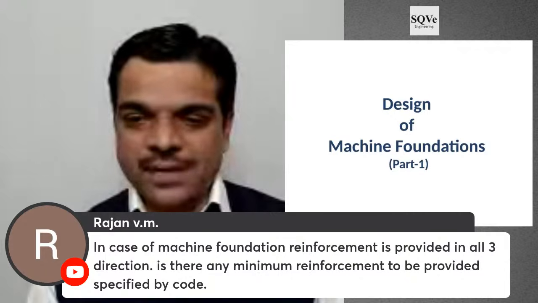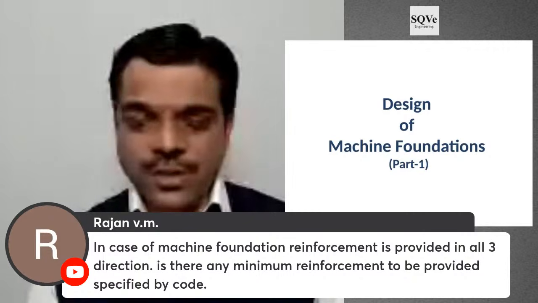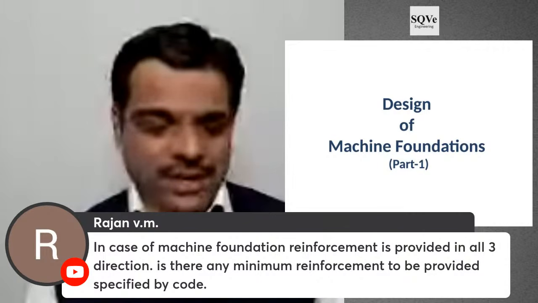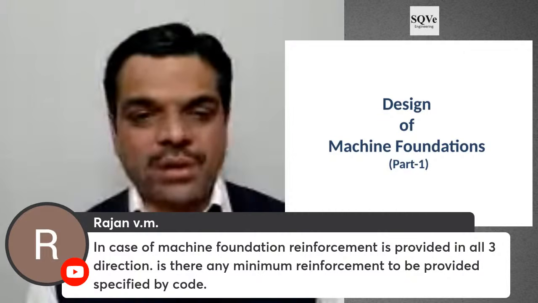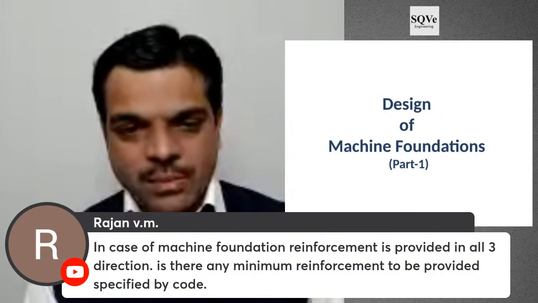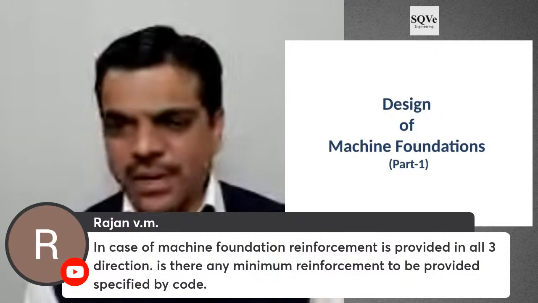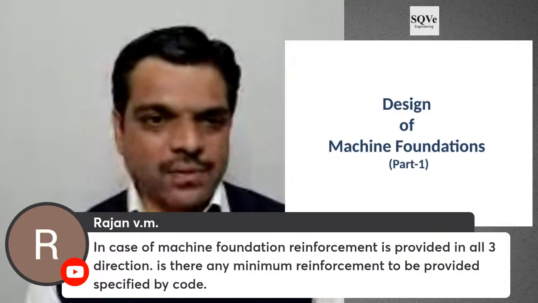Because of that, whatever reinforcement we get from the strength requirement is even lesser than the minimum in all the cases. Generally, that's what I have found. So in all such cases, the minimum reinforcement specified in IS 2974, the relevant code, will be applicable.